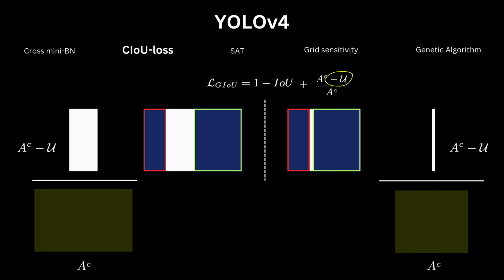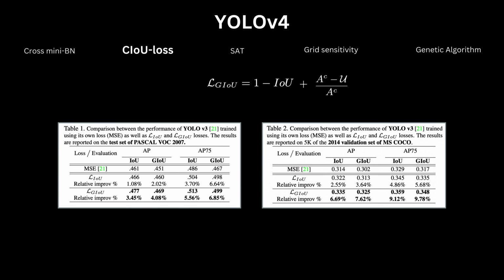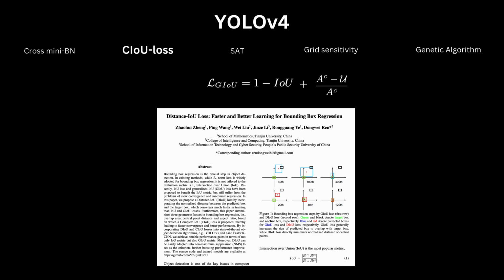The authors of Generalized IOU loss show that using this loss results in a detector that has better performance than not only MSE but also IOU loss. Now we are going to move from Generalized IOU loss to Complete IOU loss, which is actually the loss used in YOLOv4 and was introduced in this paper.